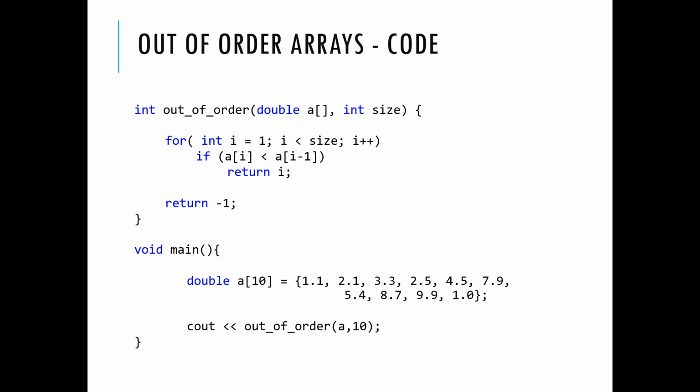That is one of the aspects of what the less than sign does. It's transitive. If A is less than B and B is less than C, then A is less than C. Okay, so if I call A out of order and then whatever this array here is and the value 10, it's going to return the value 3.